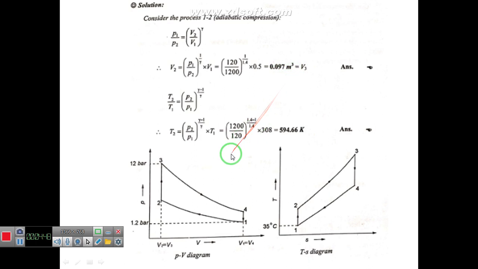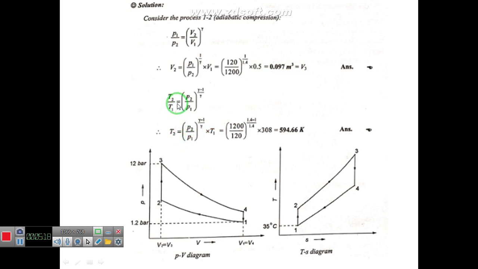Why do we take V2 equal to V3? Because the process 2 to 3 is a constant volume process, so V2 equals V3. That is why we find the value of V2 equal to V3, which is 0.095 meter cube. Next we are going to find the value of T2.